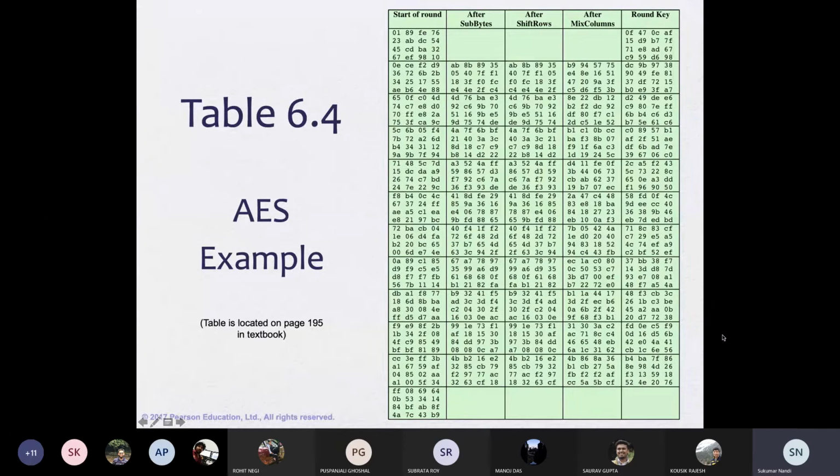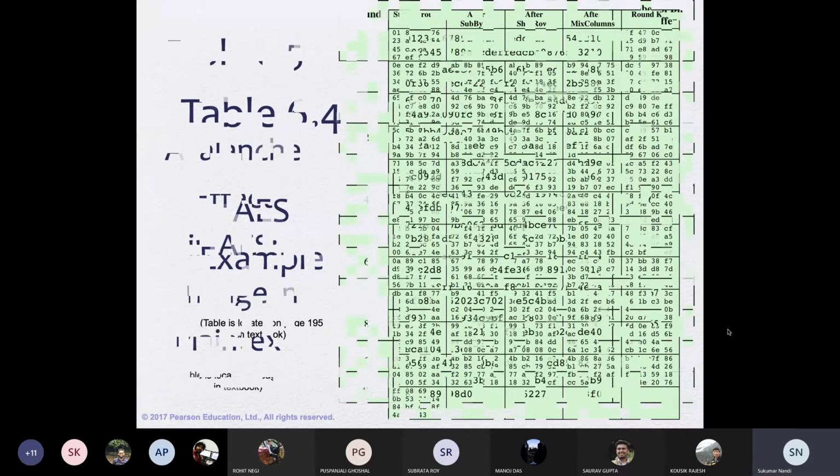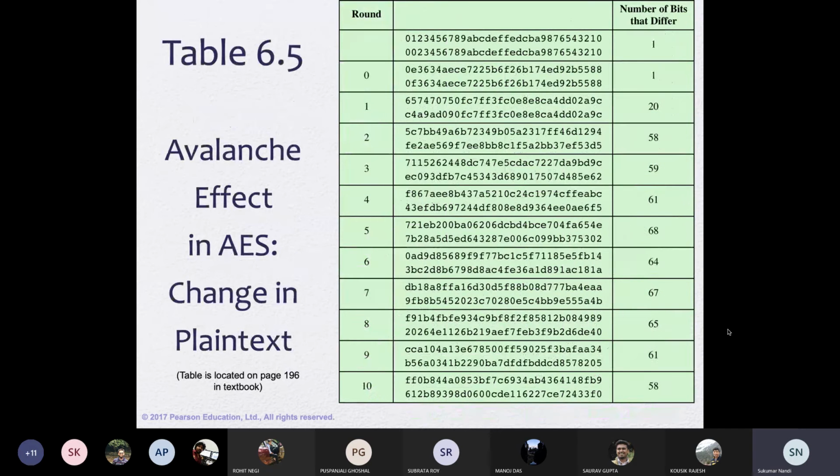What we wanted to talk about now is the avalanche effect. The avalanche effect is very important. There is confusion and diffusion. Confusion means every bit of the plaintext should be mixed so that it is available in as much of the ciphertext as possible.